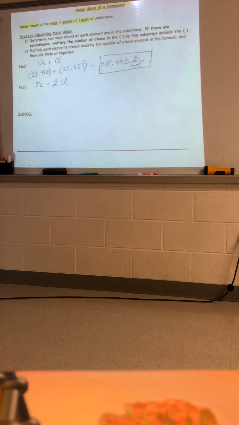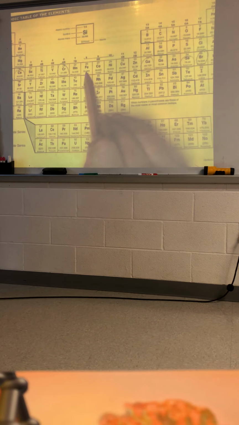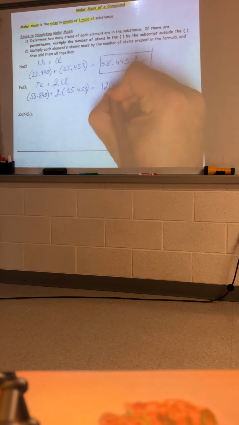Alright, if you look up in your periodic table of elements, you go to iron, you see that iron is 55.845. These you just look up, it's the bottom number. And you add 2 times chlorine, which we already determined was 35.453. If you multiply this by 2 and you add it up, you get 126.751 grams per mole. Don't forget the unit.